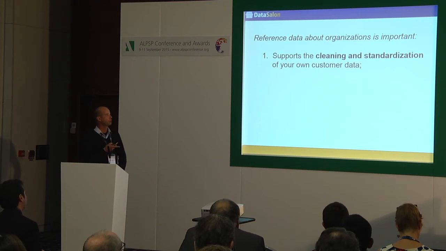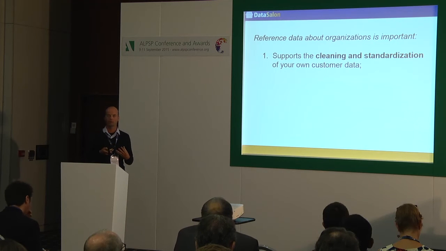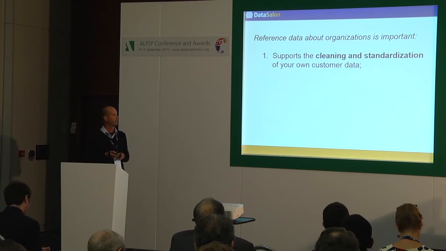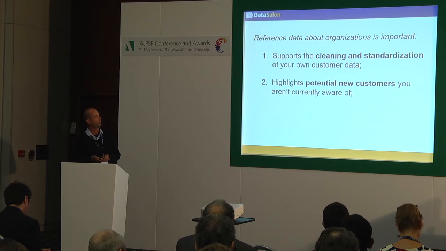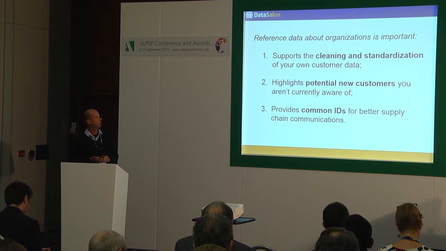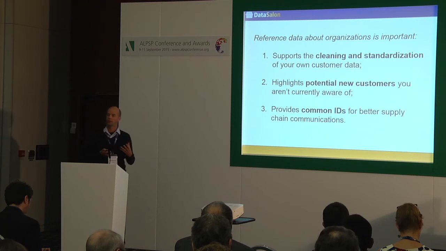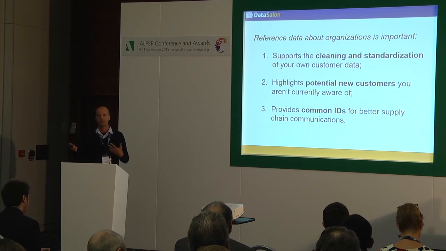So that's one of the reasons why having some reference data like OrgRef is really important to help clean and standardize the data you have. A second reason is if you have a list, then you can potentially find new customers who you aren't currently talking to. And a third benefit is it provides some kind of common reference point. So if a publisher is working with an agent, wouldn't it be nice if you were absolutely clear about which customers you were talking about?